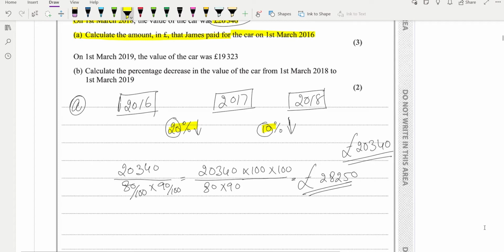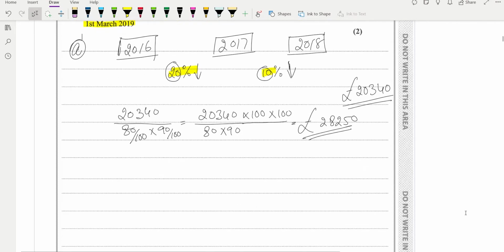Now part B. For part B, they are saying on 1st March 2019 the value of the car was this much. So after one more year, the amount is further reduced to 19,323. Calculate the percentage decrease in the value of the car from 1st March 2018 to 1st March 2019. So for the B part, we will first calculate the reduction.